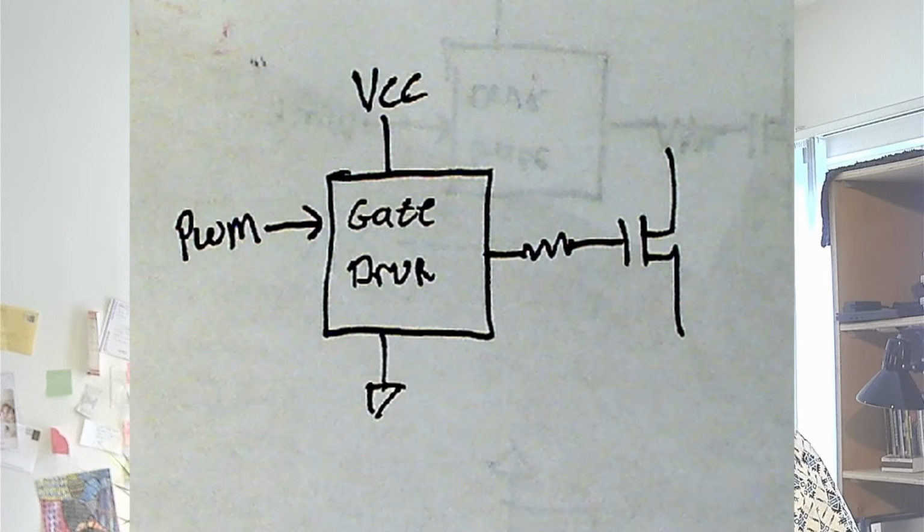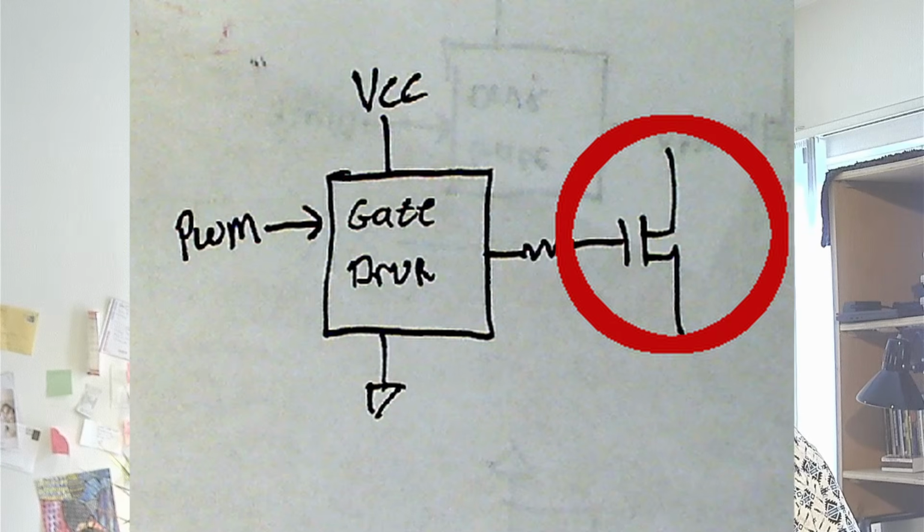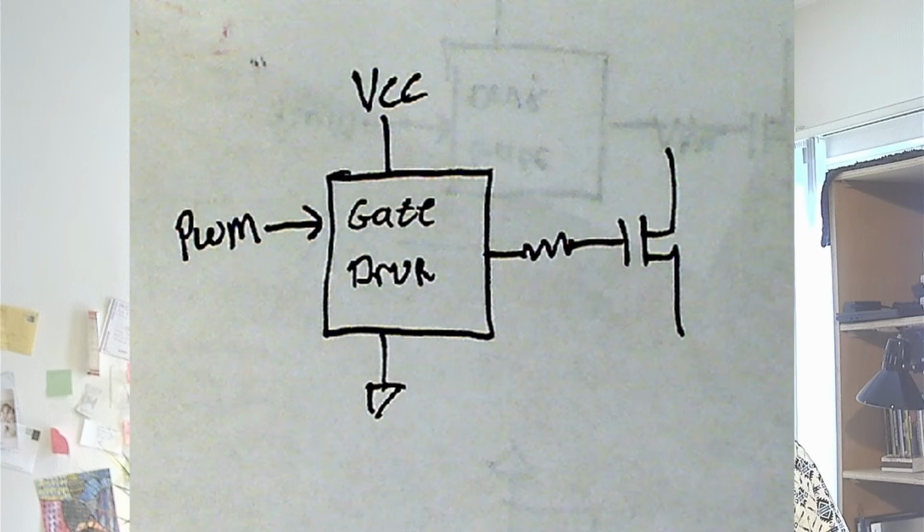Most power electronics are going to use big switches. These switches are designed to be turned all the way on or turned all the way off. That is just how they operate. And in order to turn them on and turn them off, you need a gate driver.